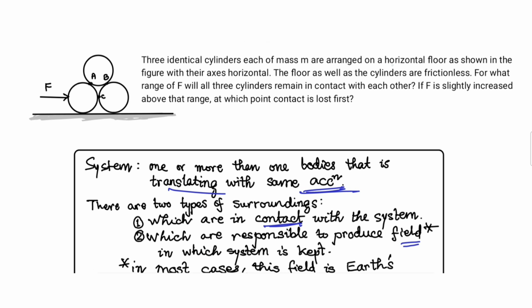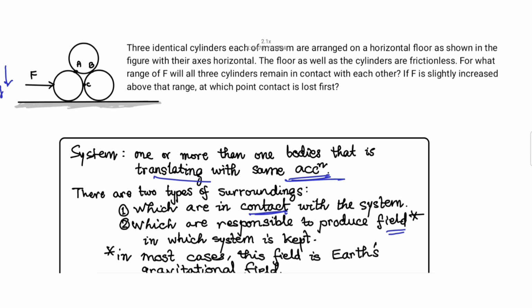The three cylinders are arranged on a horizontal floor with their axis horizontal. So the language of the statement clearly indicates that the g is acting like this, right? So you can get the direction of g by reading the problem statement. And now I am proceeding with the solution.